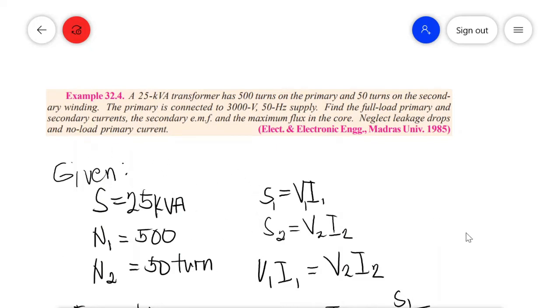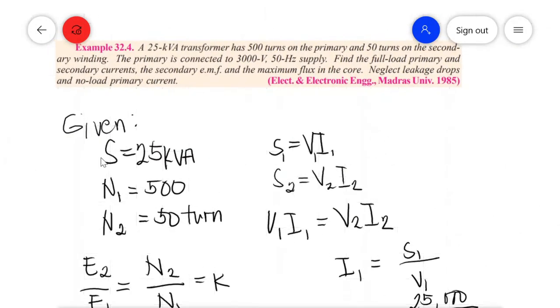So, given: we have the apparent power, which is 25 kVA, and 500 turns N1 in the primary. N2 is the number of turns in the secondary, which is equal to 50 turns. So we will try to solve for the primary and secondary currents of the transformer and also the maximum flux in the core.